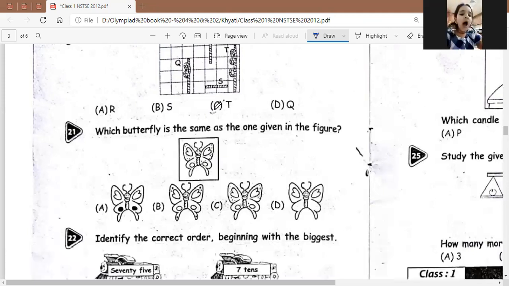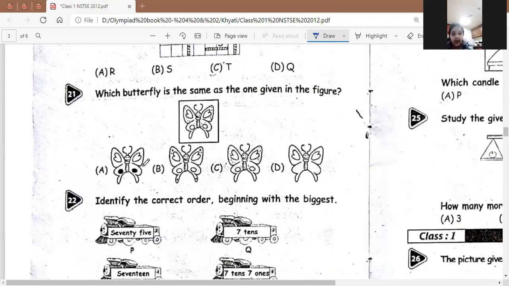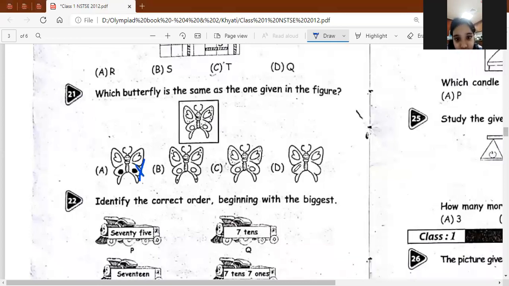Okay then. Next one, 21. What, ma'am? 21, Vita. Which butterfly is the same as the one given in the figure? B. This is the shaded. So this one is the no. This one is the no. Only difference is between B and C. So you have seen each and every part. This one is the right. Heart, this one is the right.